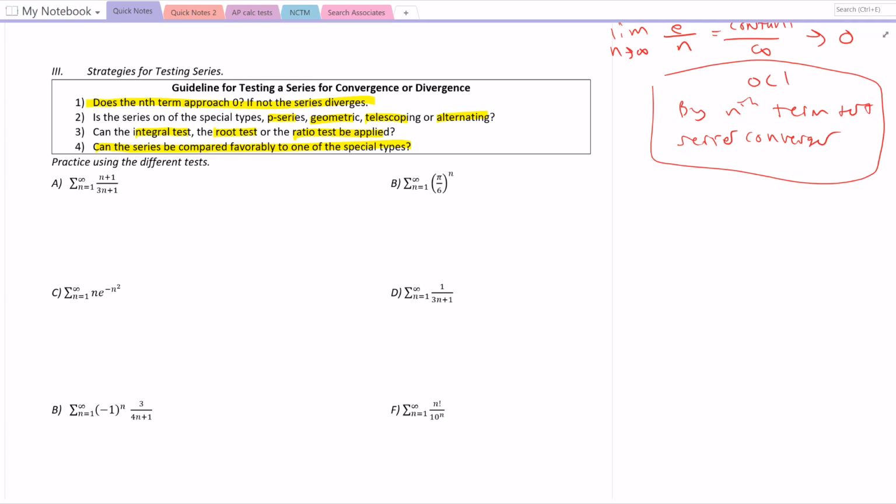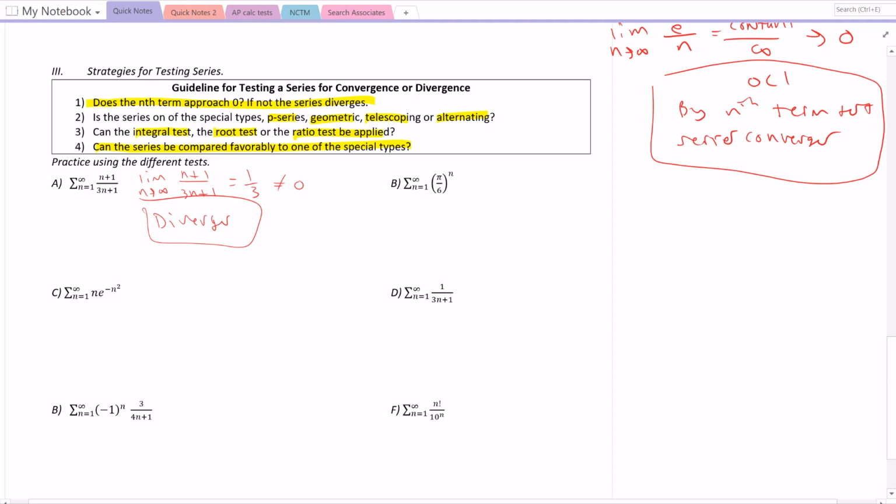All right, so let's apply some of these to these problems here. The first thing we always try is the nth term test. So we just try. In this case, we get 1/3, which is not 0, so this one diverges. That's the nth term test: if you can show that it's not 0, then it diverges.